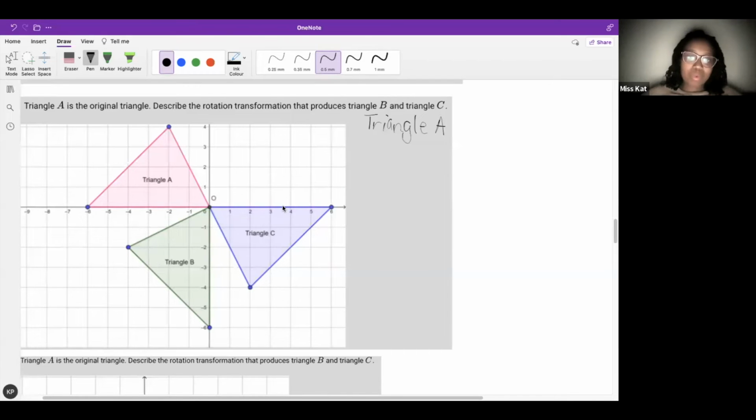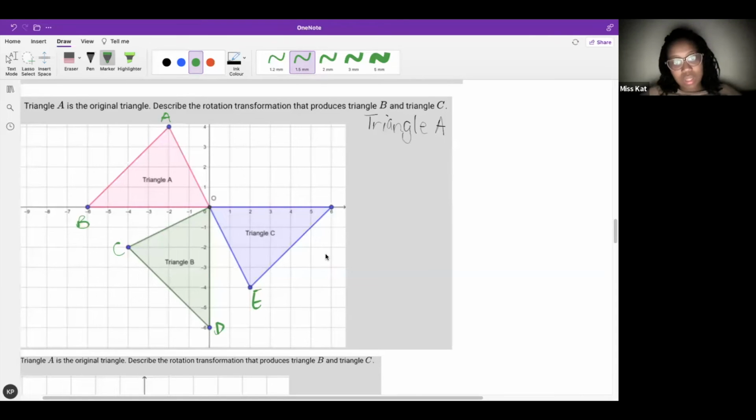Maybe I should name the points, ne? Let me name them first, so that when Palisa tells me what the points are, I know which one she's talking about. This is point A. This is B. In the middle, it's always O. So I'm going to say C here, D there, E there, and F there. Okay, we're sorted.